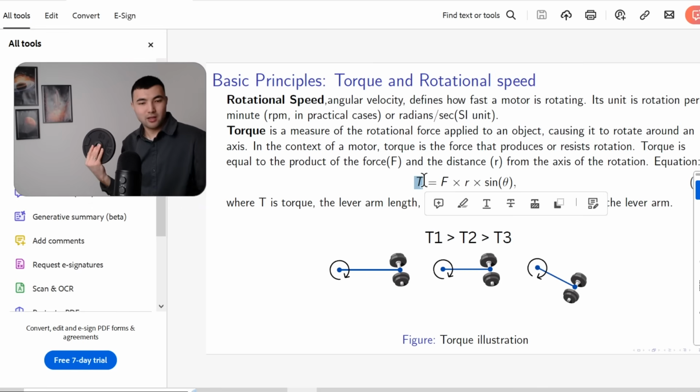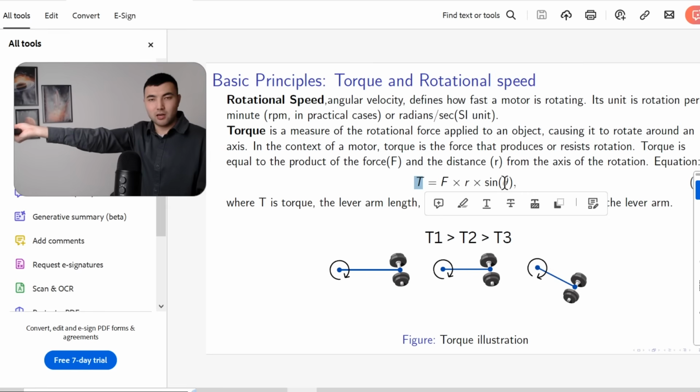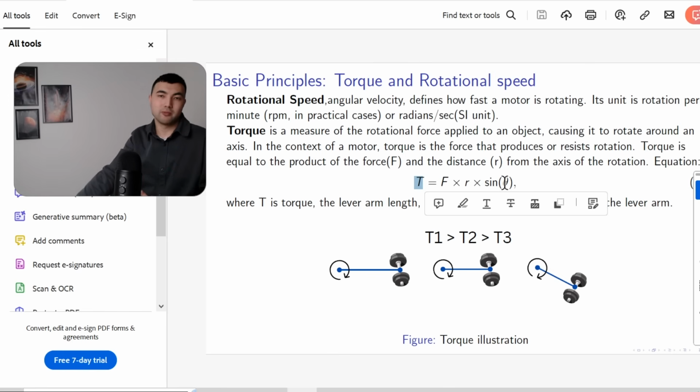Another way, if we consider this sine theta: instead of keeping it like that, where we have 90 degrees, so sine theta will be equal to 1, I can hold it like that, and then I have this angle, so we have again less torque.